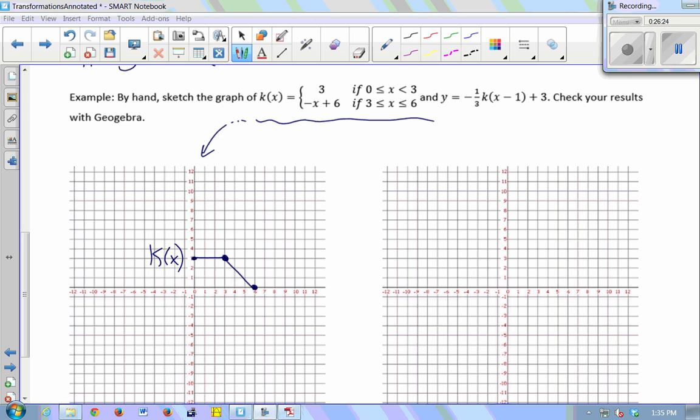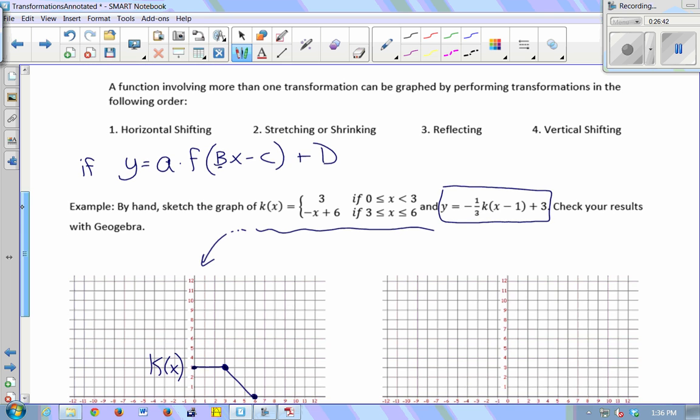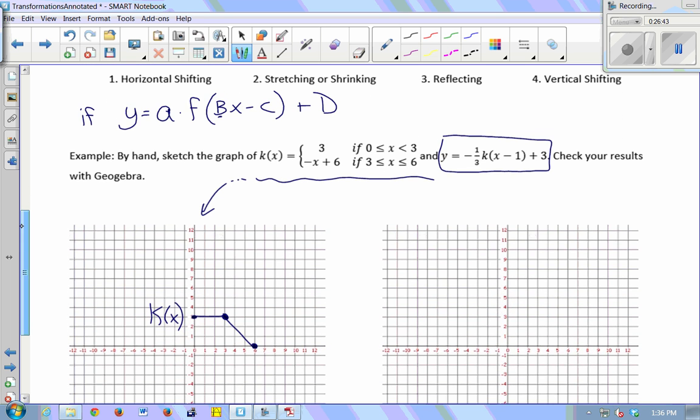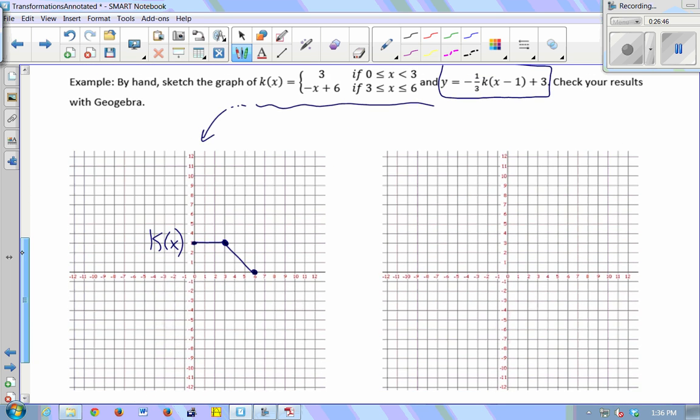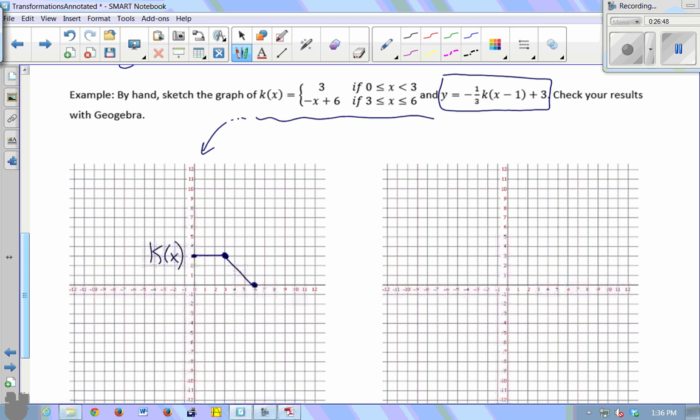in purple. Right. Now I want to graph a transformation of k of x. And this formula involves 1, 2, 3, 4 different transformations of k of x. And I have to follow the order that we said to do for multiple transformations, right? Horizontal shift, stretching and shrinking, reflecting, and then vertical shift. All right, so the first thing I want to do is the horizontal shift, which is right 1 unit.